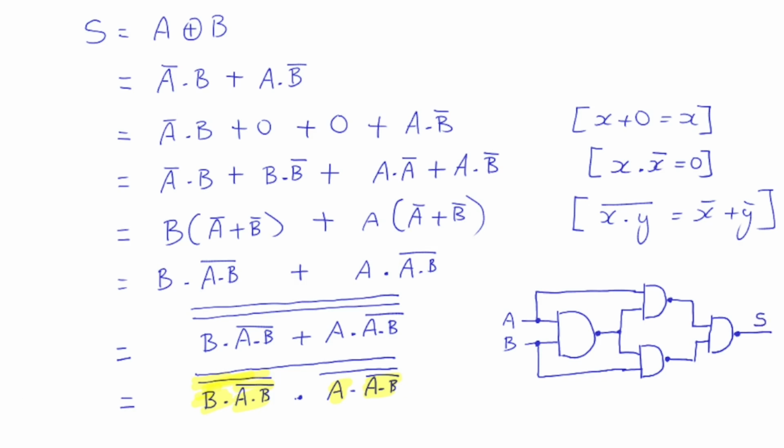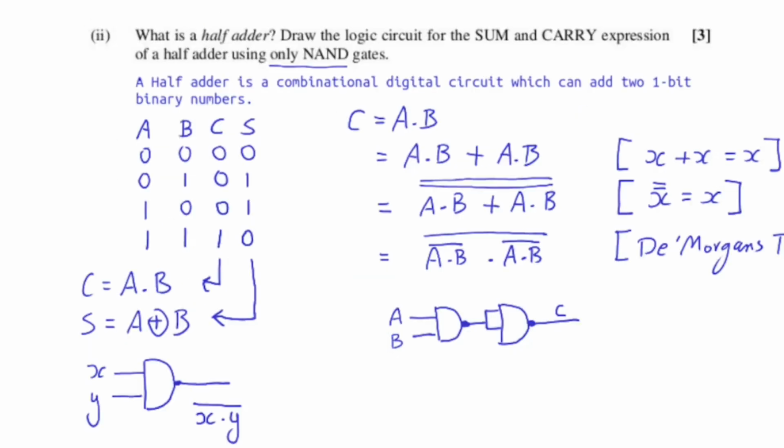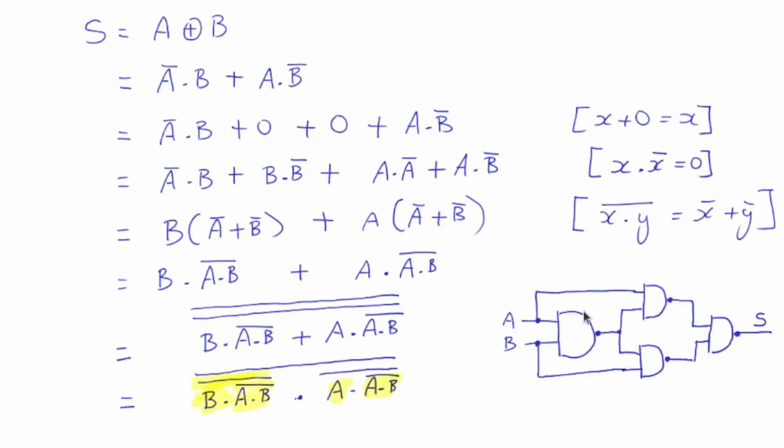Now let us also integrate the carry part which we did earlier. I'm talking about this portion. Now notice a dot b complement, and then we are again doing a dot b complement dot a dot b complement. So this part is already there over here. That is, I'm talking about this first gate over here.